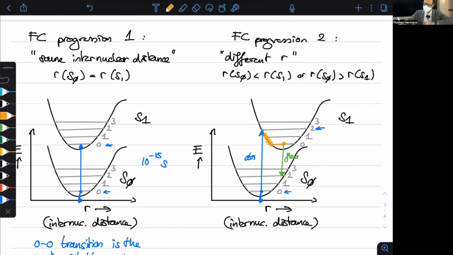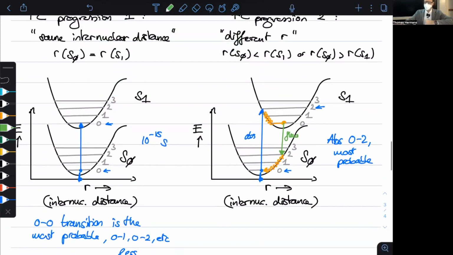for the absorption, it means that this 0-2 transition for fluorescence will also be the most probable. Okay, so from the second vibrational level, I get again vibrational relaxation, and I go here. Right, so absorbance 0-2 was the most probable. And because this internuclear distance cannot change during the photophysical process, when you have light involved, you can only go straight up and down. It means that for fluorescence, also 0-2 is the most probable.